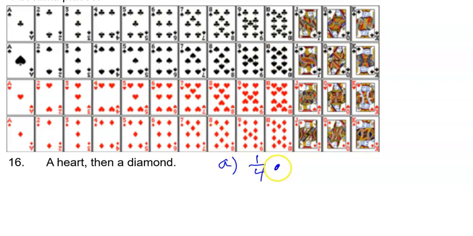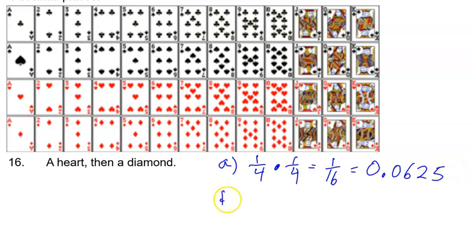And so we're going to draw that card. We're going to look and we're going to go, yay, I got a heart. And then I put it back. And then I want a diamond. Again, the probability of a diamond is 1/4, which gives me a total probability of 1/16. Well, our instructions are to round that to 4 decimal places, which would give me 0.0625.